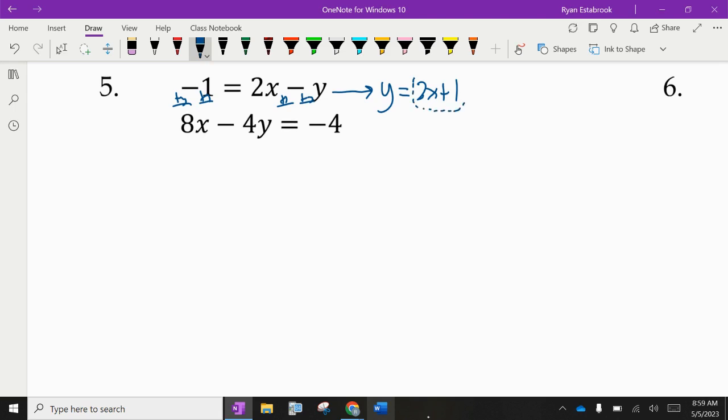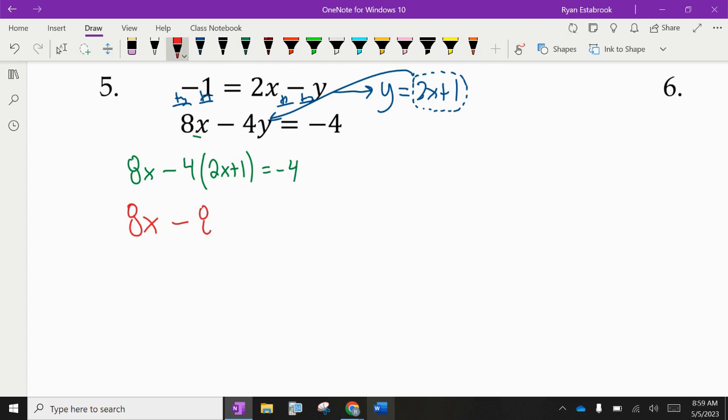This is what y is equal to again. Plug into the other equation. So then this bottom equation, 8x minus 4 times y is 2x plus 1, equals negative 4. Parentheses, super, super important. It says minus 4y. This is all of y. 8x minus 8x minus 4 is equal to negative 4.